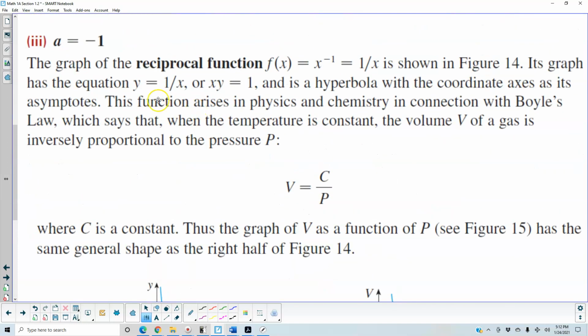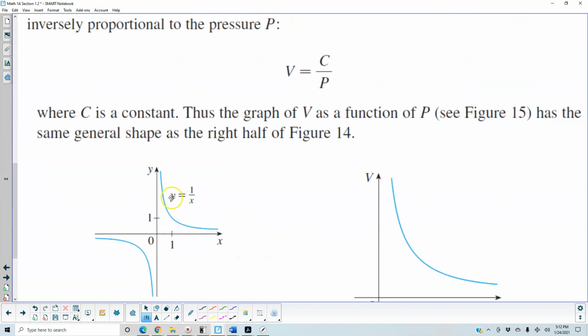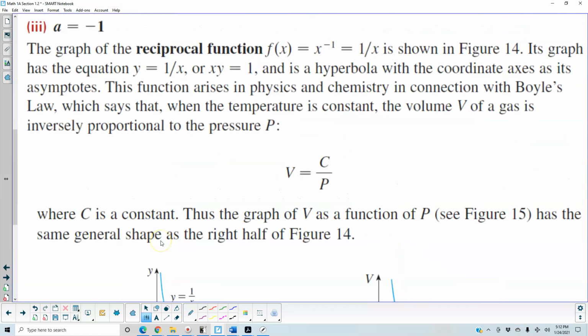Now, the third one is when a is equal to negative 1. The graph of the reciprocal function f of x is equal to x to the negative 1 is equal to 1 over x is shown in figure 14. So here is y is equal to 1 over x. This is the graph here. Its graph has the equation y is equal to 1 over x, or x times y is equal to 1, and it is a hyperbola with the coordinate axes as its asymptotes.